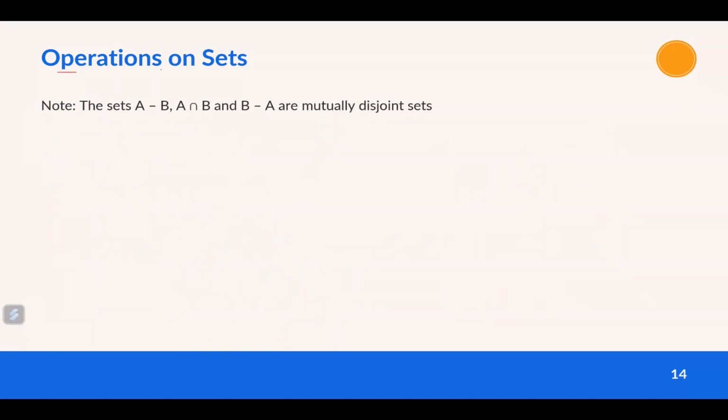Now, a very important thing to notice: A minus B, A intersection B and B minus A are mutually disjoint. So I don't think you know what is disjoint sets. If you know, but also I'll explain it here once more. So disjoint sets are the sets which have no common element. So suppose we have a set X and a set Y.